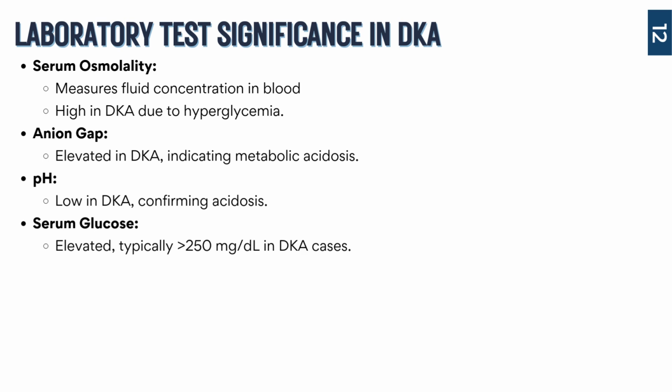Next, pH. I think you already know this, but pH provides that direct measurement of the blood's acidity. In DKA, the pH is low, often less than 7.3. Okay, again, it's due to those high levels of acidic ketones. Low pH confirms metabolic acidosis, and it's used to assess the severity of the condition. Regular pH measurements can help determine if the acidosis is improving with the treatment.